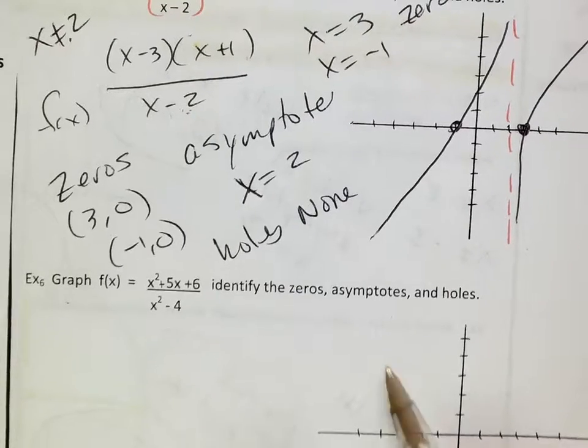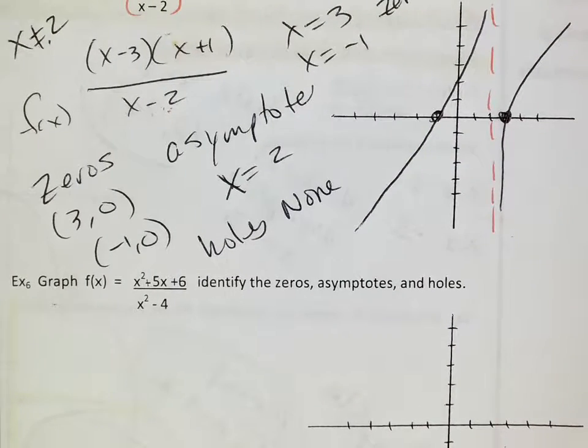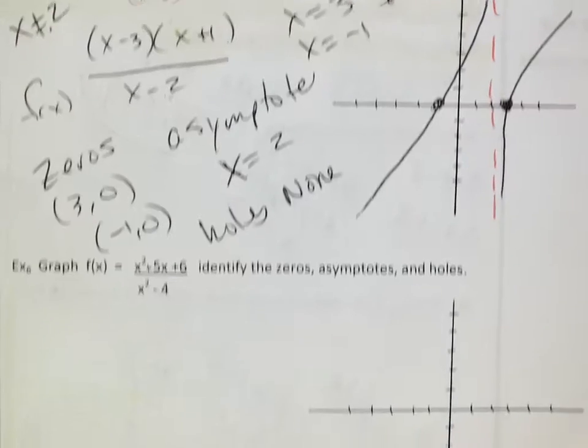Okay, last one. Kind of getting the idea? It's not too bad. If you can get rid of it, remove it. It's a hole. If you can't get rid of it, it kicks your asymptote, okay? Let's check out the last one.